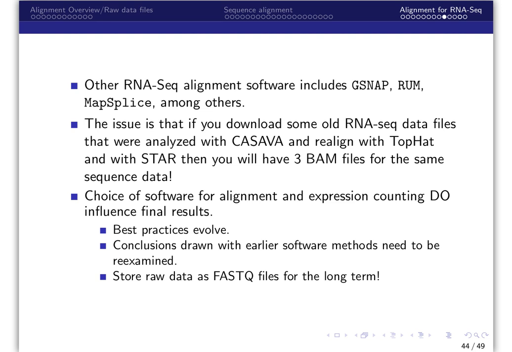The issue is that if you grab some old RNA-seq data files that were analyzed with ELAND and then realign them with TopHat and then with STAR, you will have three BAM files for the same sequence data. Unfortunately, choice of software for alignment and expression counting do influence final results. Best practices evolve over time, which means that conclusions drawn from earlier software methods may deserve re-examination. Therefore, best practices include storing your raw data as FASTQ files for the long term.